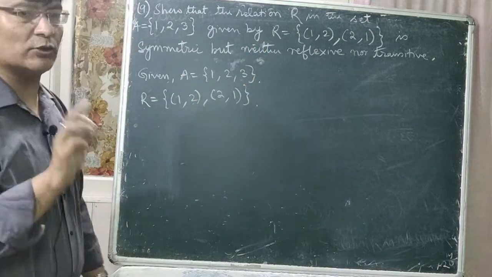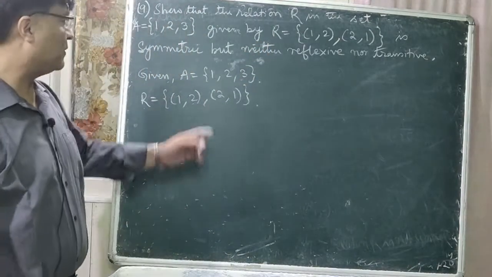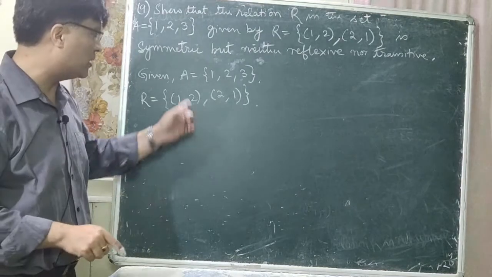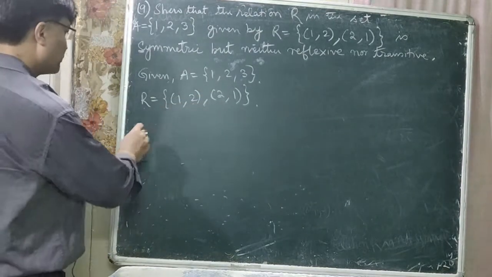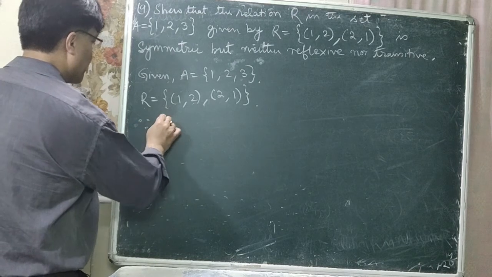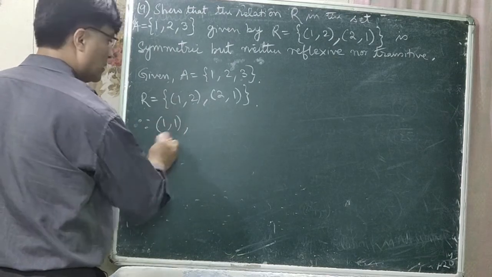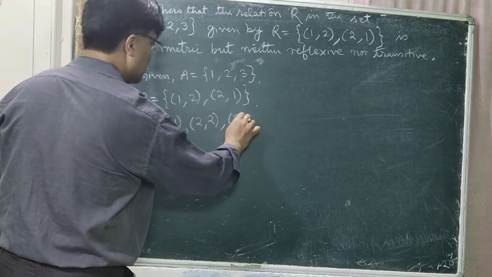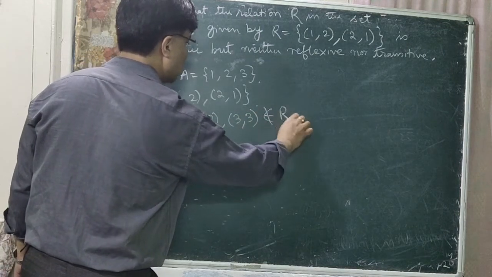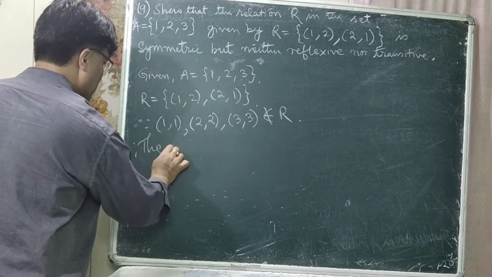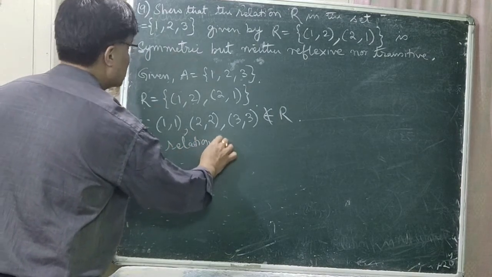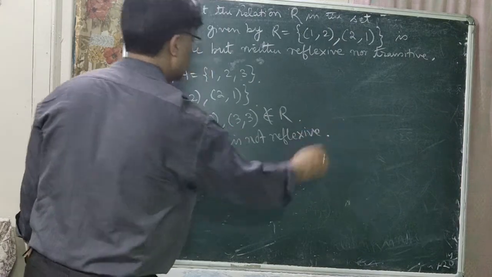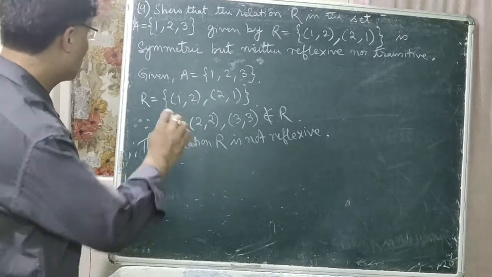So you have to prove that this is not reflexive. For reflexive, from the set A {1, 2, 3}, you must have (1, 1), (2, 2), (3, 3). Is it there? No. Since (1, 1), (2, 2), (3, 3) do not belong to the relation R, therefore the relation R is not reflexive. Is that clear now?